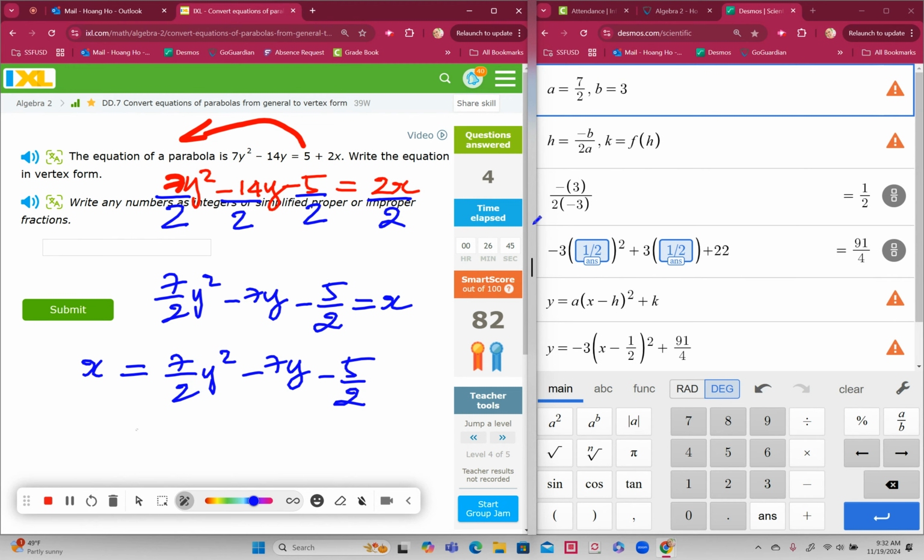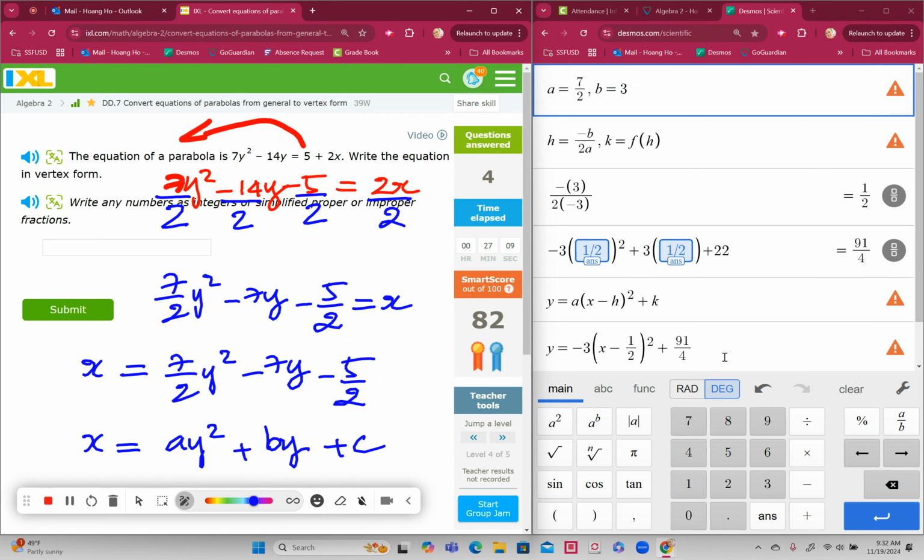So you can see, let's write down the standard form: x equals ay squared plus by plus c. So here we go. If I click on the calculator, everything will disappear. How do I do this? I can remember this.